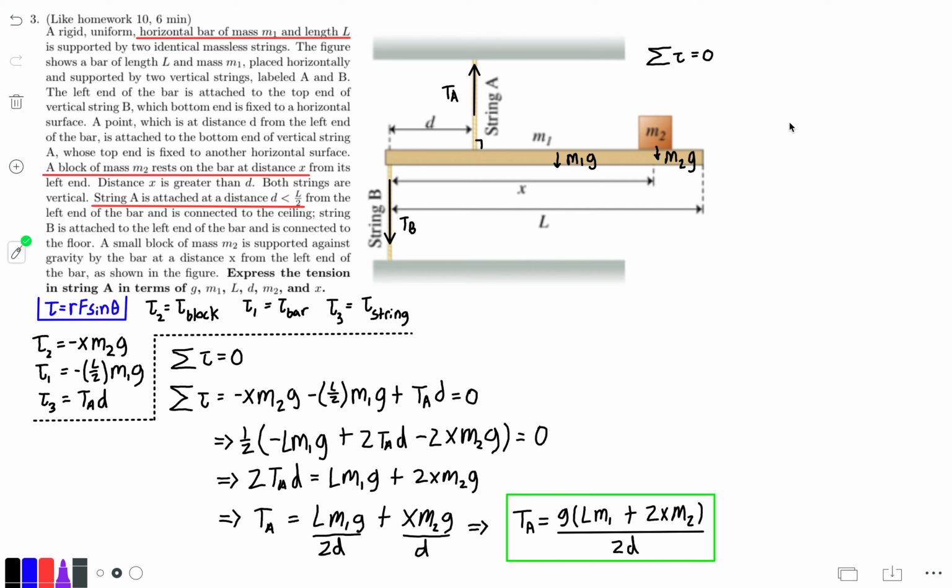And again, the reason this works is because the system is at equilibrium, and we can define the torques for all of these elements here.